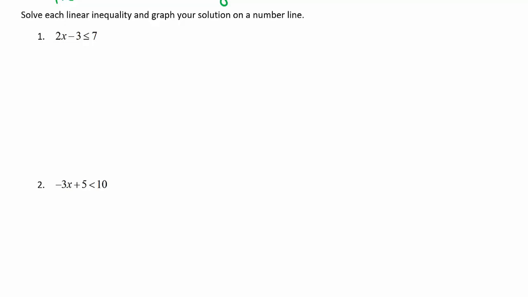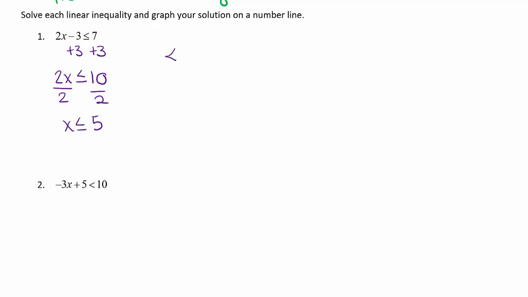So for the most part, the steps that you're going to take are the exact same steps you would take if it was an equation. So the goal is to get the x by itself. That means I have to start by adding 3 to both sides. And then to finish, to get rid of that 2, I'm going to have to divide both sides by 2. And that gives me x is less than or equal to 5.